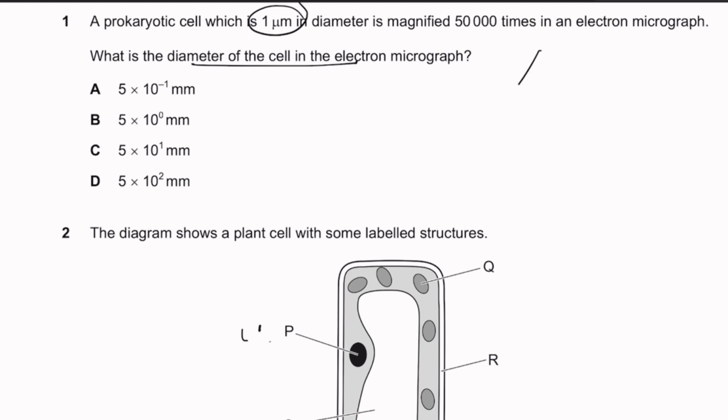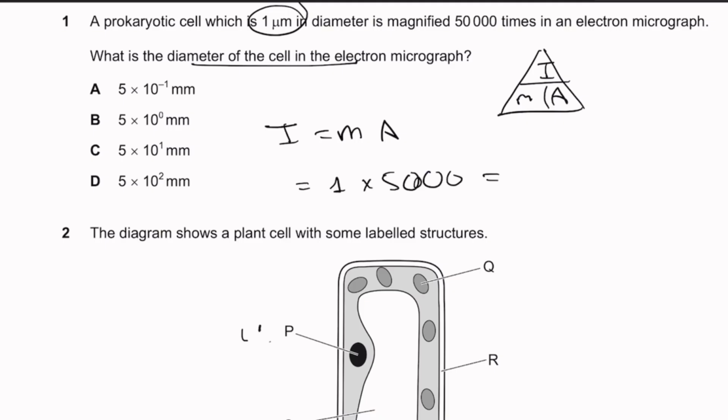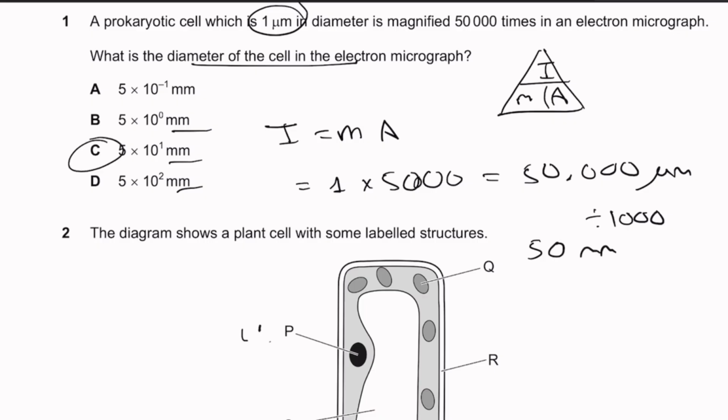Okay, let's remember the triangle. The triangle says we have magnification, image length on top, and actual length right next to it. So if we want image length, then we should multiply magnification by actual length. So in this case, we should multiply 1 by 50,000, and this gives us 50,000 micrometers. Now he's asking for the answer in millimeters, so you have to divide by 1,000 to convert from micrometers to millimeters. You get 50 millimeters. In other words, 5 times 10 millimeters.